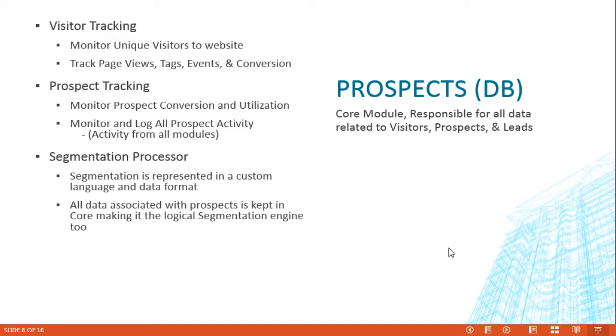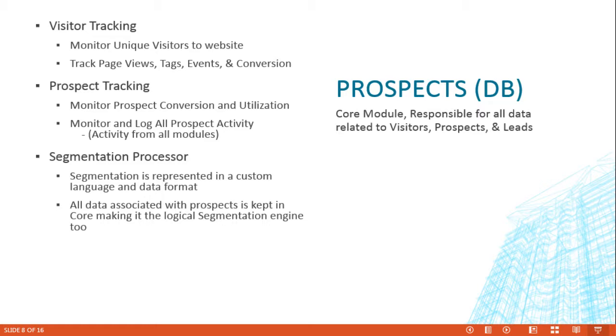This is also the segmentation processor or segmentation engine. So when you need to get a list of prospects that you're going to email, or visitors that you're going to start showing specific content to, whatever that segmentation is for, the list of prospects that will be generated will come from this core module. So there's a custom segmentation language and data format that will be created for this, and all data associated with prospects is kept in the core, making it logical that the segmentation engine is here too.